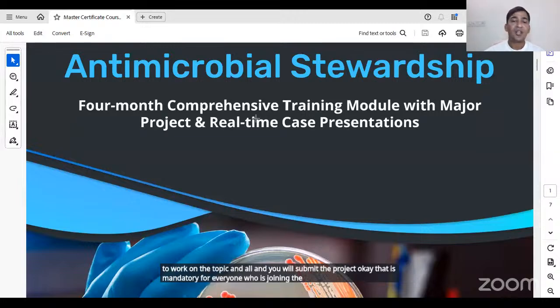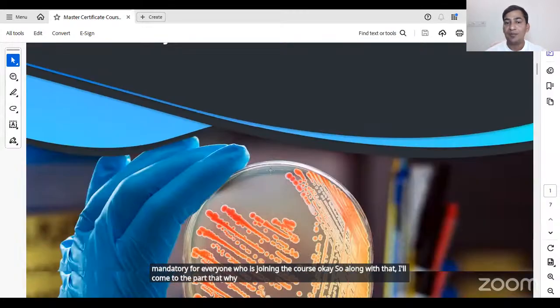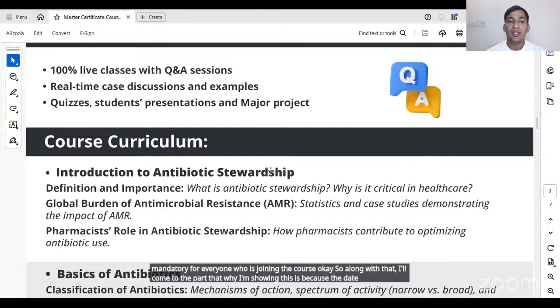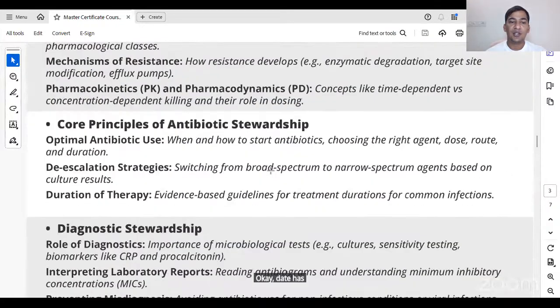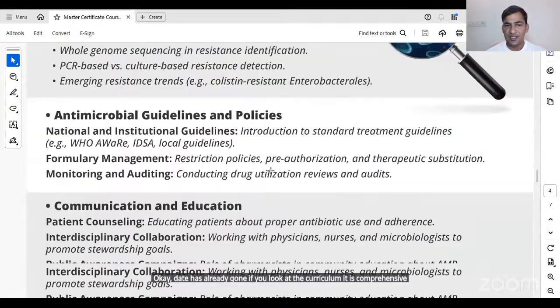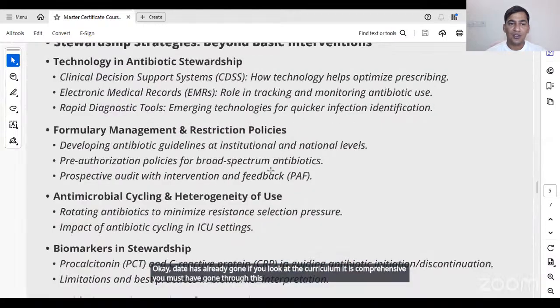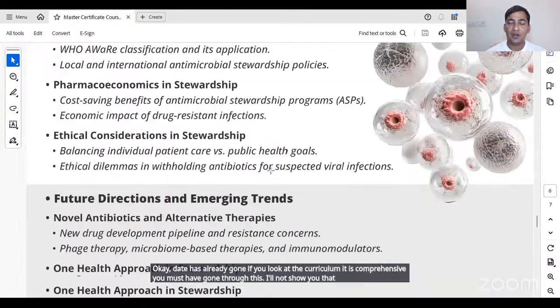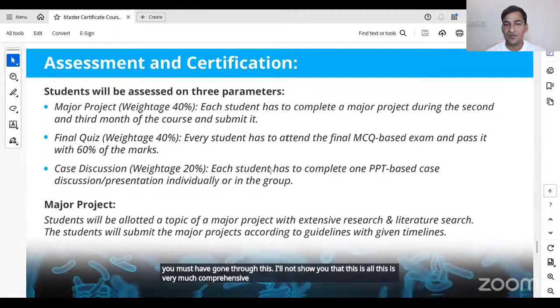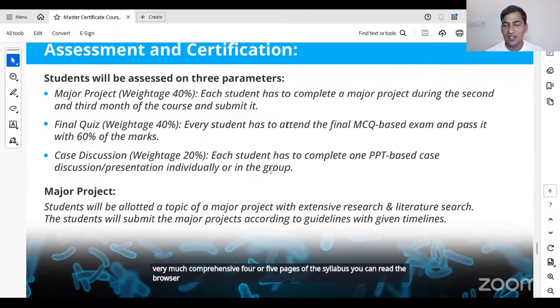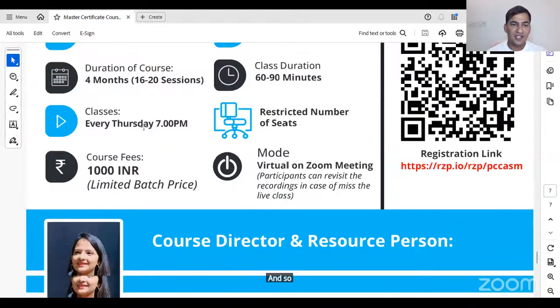The curriculum is comprehensive. You must have gone through it. It is 4 or 5 pages of syllabus. You can read the brochure, which is available on the website, on our LinkedIn, everywhere. Assessment and certifications are also there.